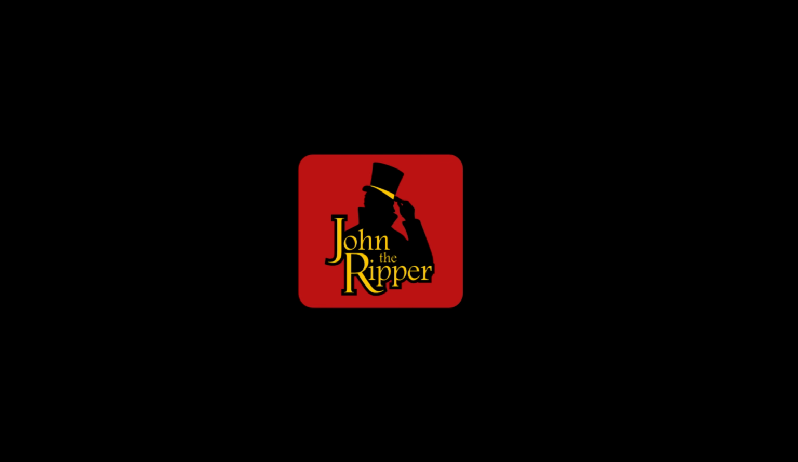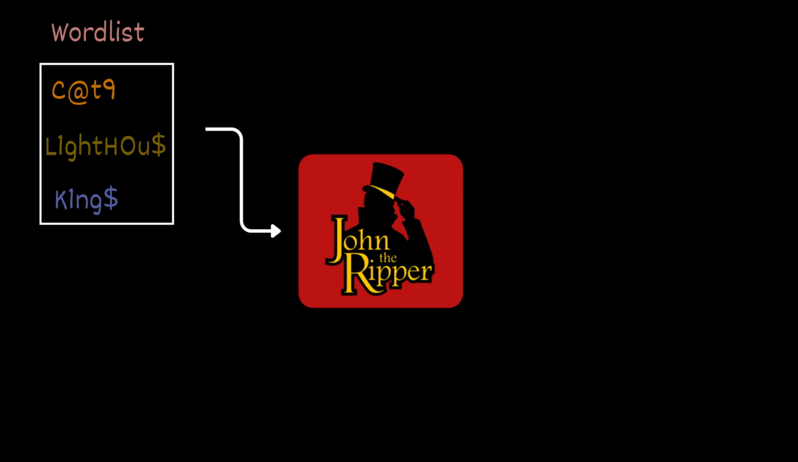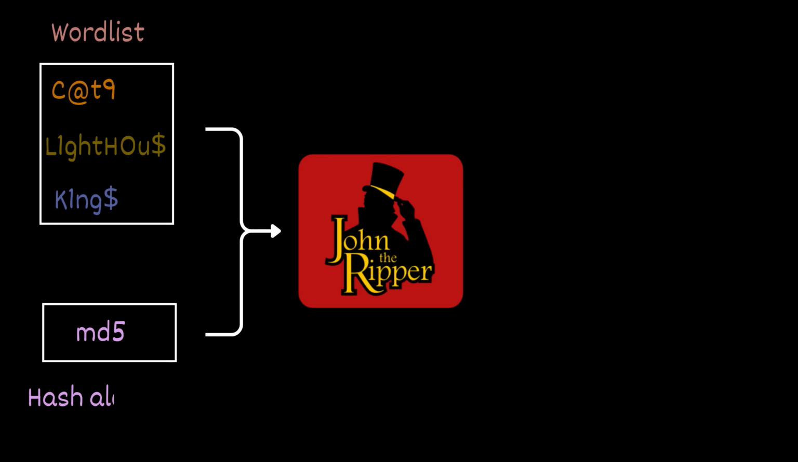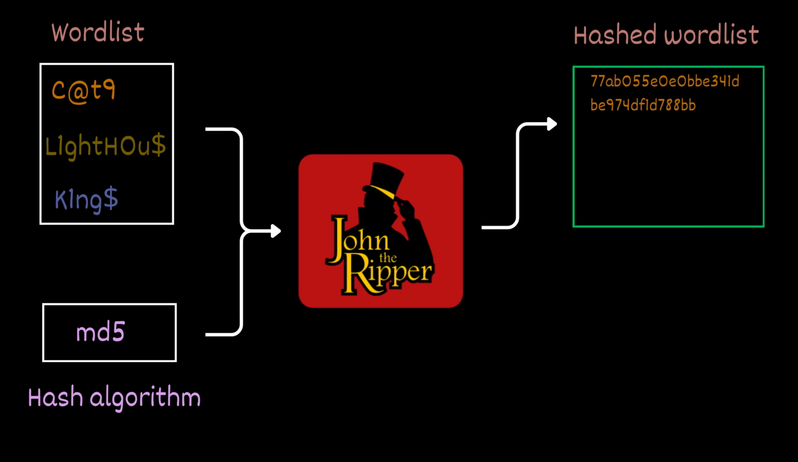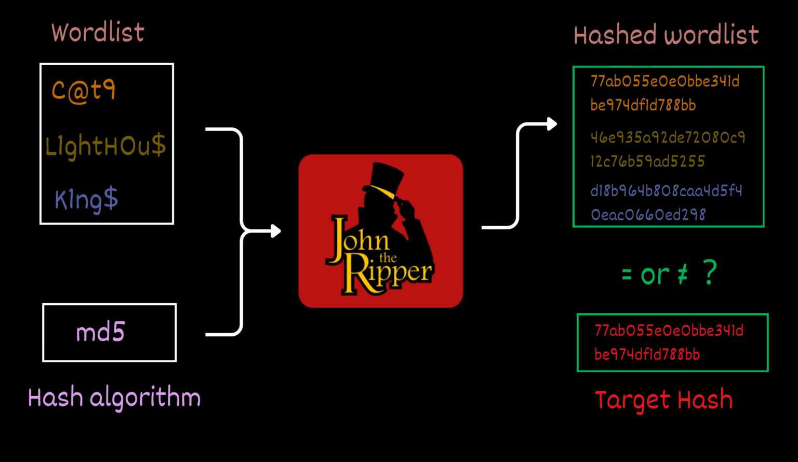The technique John the Ripper uses is surprisingly simple. You give it a list of possible passwords, called a word list. You tell it what type of hash you're dealing with, for example, MD5. Then John the Ripper hashes each password from the list, one by one, and compares it to the target hash. If one of them matches, boom, the password is cracked. This method is called a dictionary attack because it uses a predefined list of likely passwords, often taken from real-world leaks. And when users choose weak or common passwords, this method works scarily well.